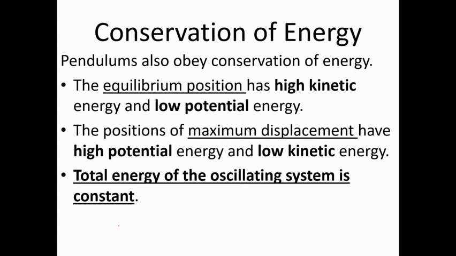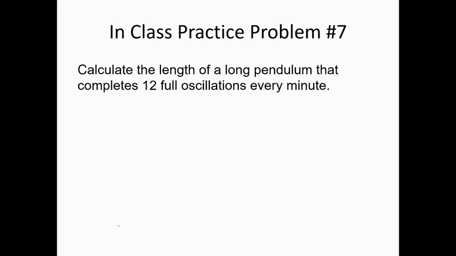Pendulums are going to obey the conservation of energy. And that's why I said we've already covered this stuff. But looking at equilibrium position and your maximum displacement, at your equilibrium position, your height is going to be basically 0. You're setting that as your 0 point. So you have a low potential energy and a high kinetic energy. Equilibrium position, high kinetic, low potential. Maximum displacement, high potential, low kinetic. And you want to look at it as if your maximum displacement is going to be your highest height, and that's why you've got your mgh. But it is important for you to understand that the total energy of an oscillating system is going to be constant.